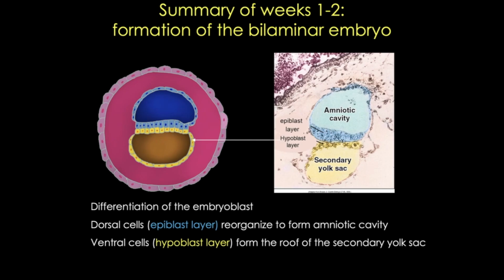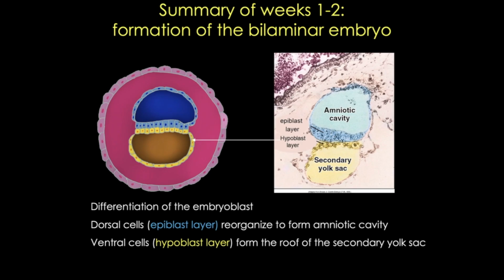Now, you may have learned previously or read older embryology books that state that the hypoblast cells are going to form endoderm tissue. But we know now with modern molecular techniques, including lineage tracing, that that's not true. We know now that all embryonic tissues in the body arise from the epiblast.